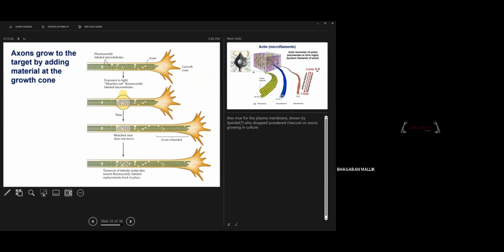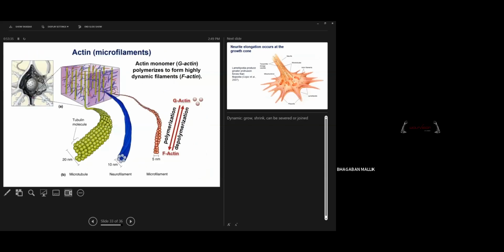But even after removing this tubulin in the middle of the axon, you do not have any problem in the growth cone, because you have another structure at the tip of the growth cone called actin, which is helping growth of the axon. So the tip of this neurite is enriched with actin, and these mainly consist of microfilaments. These are the actin-rich structures in the growth cone, the microfilaments.